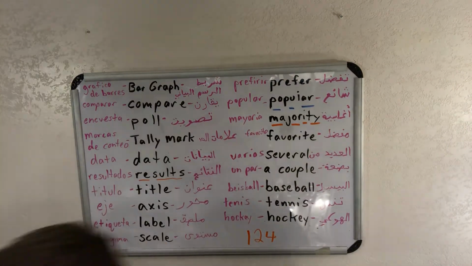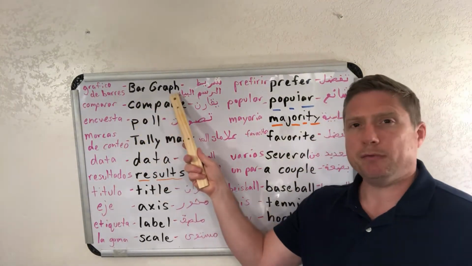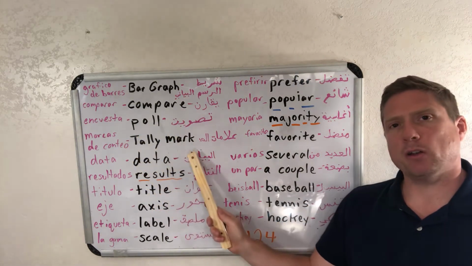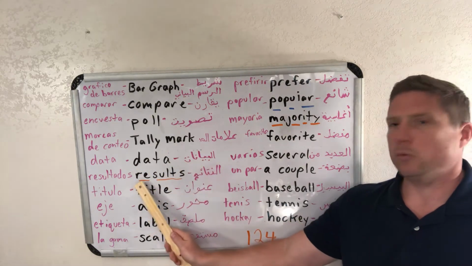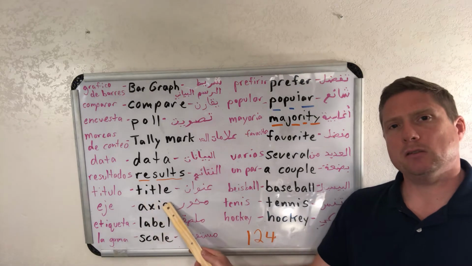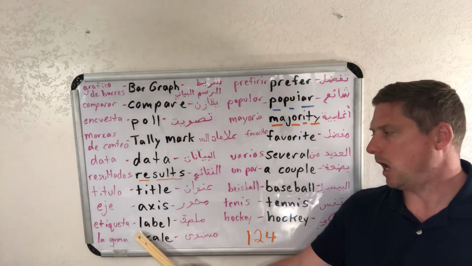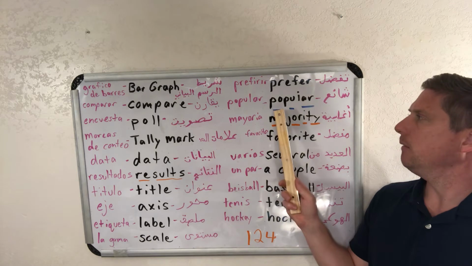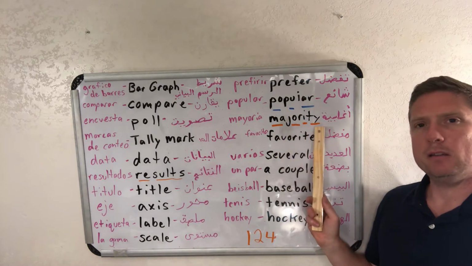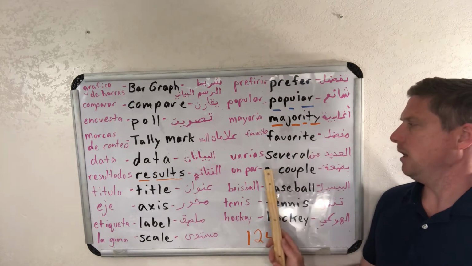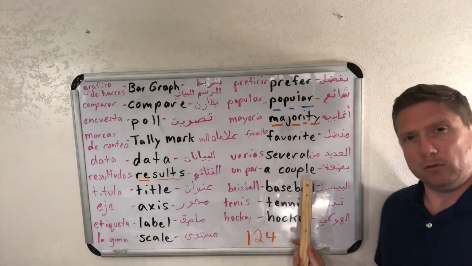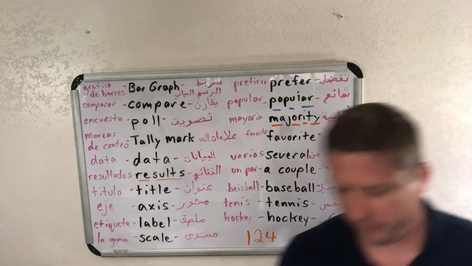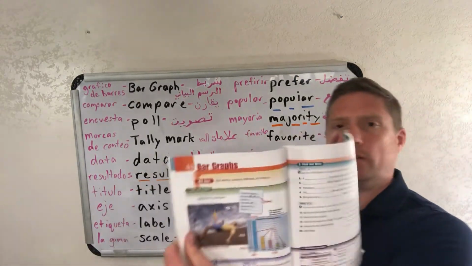All right, so let's go over the words one more time. We have bar graph, compare, poll, tally mark, data, results, title, axis, label, scale, prefer, popular, majority, favorite, several, a couple, baseball, tennis, hockey.